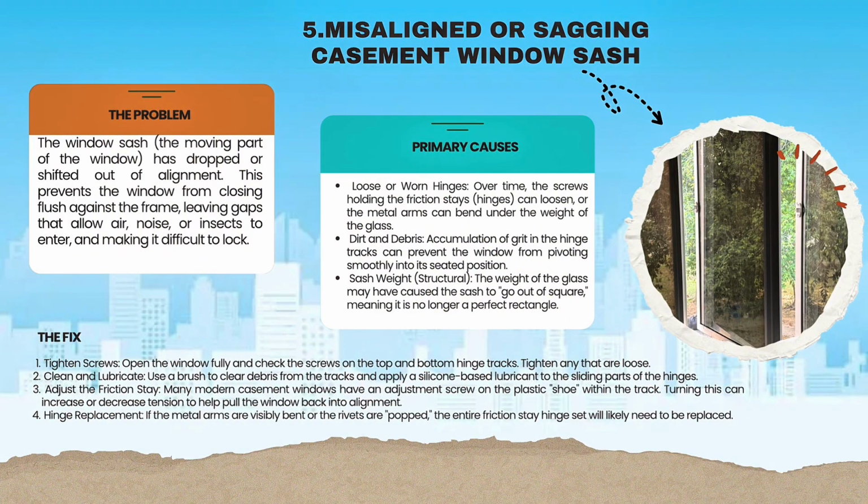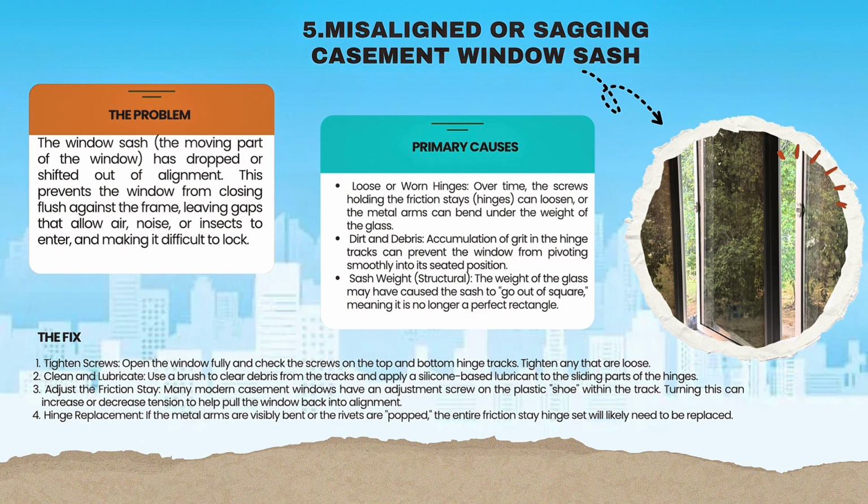Okay, 5. Misaligned or sagging casement window sash. The problem is the window sash has dropped or shifted out of alignment. This prevents the window from closing flush against the frame, leaving gaps that allow air, noise or insects to enter and making it difficult to lock. The primary causes are loose or worn hinges, dirt and debris, and lastly, sash warp or structure.